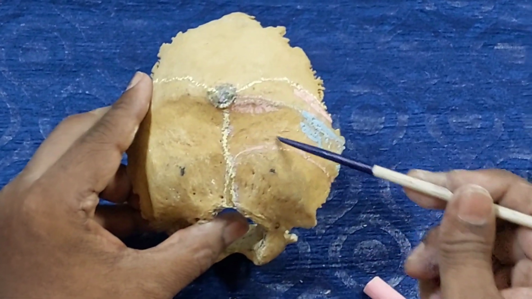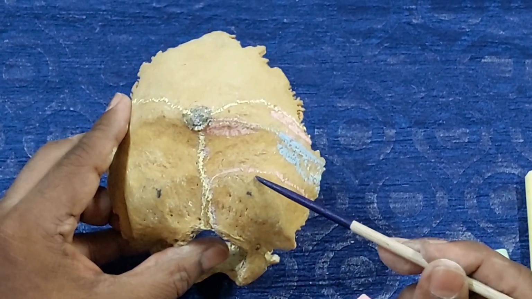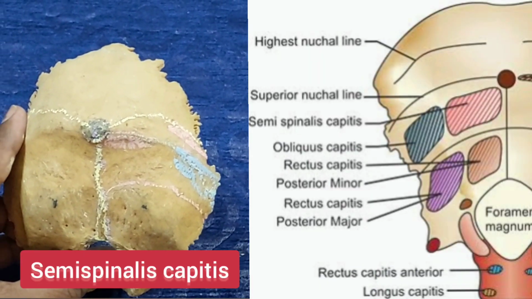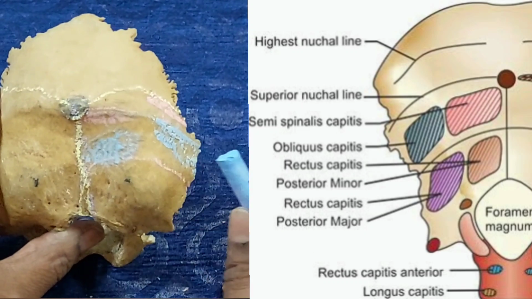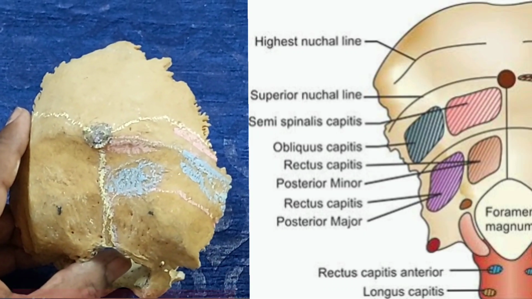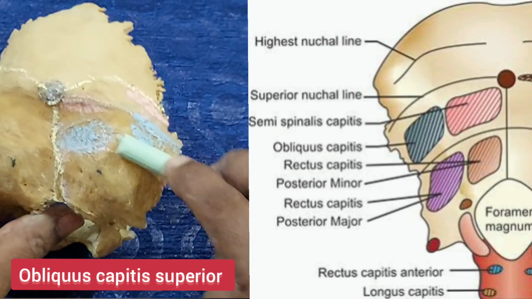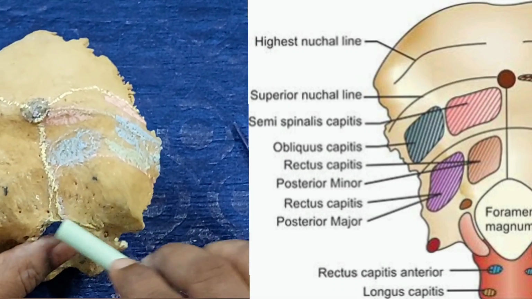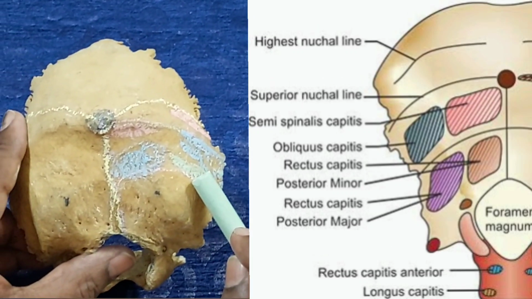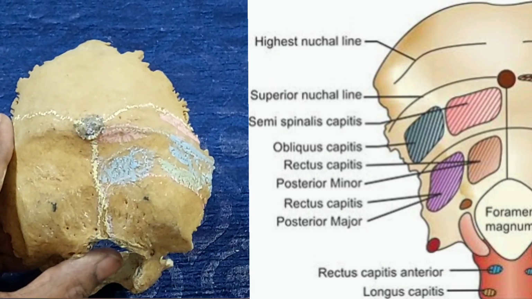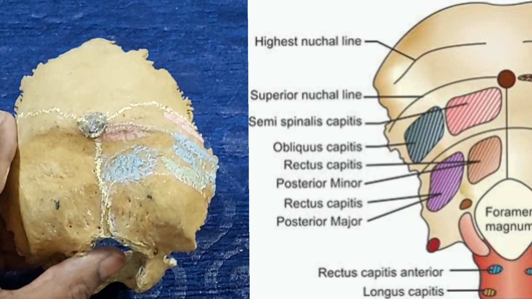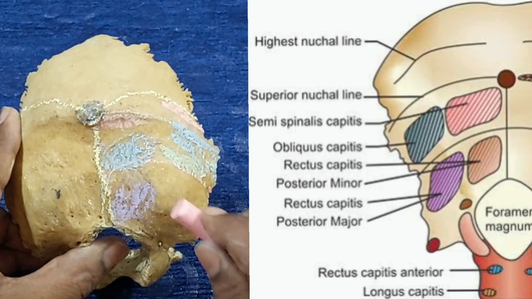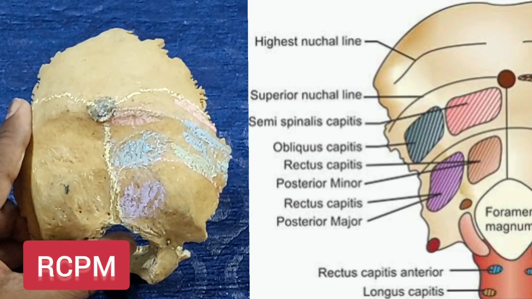Then come to this area between the superior and inferior nuchal line. Medially, here you will get the semispinalis capitis, and laterally obliquus capitis superior. Below the inferior nuchal line and between this and the posterior margin of foramen magnum, this area, here medially you will get rectus capitis posterior minor, and laterally here you will get rectus capitis posterior major.